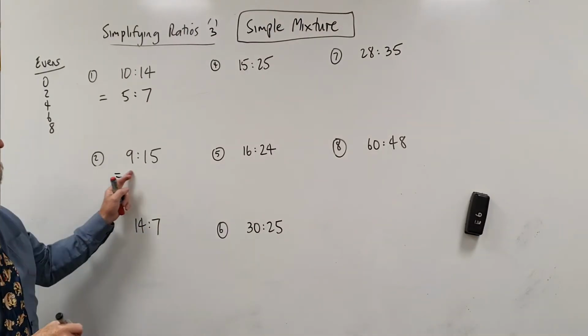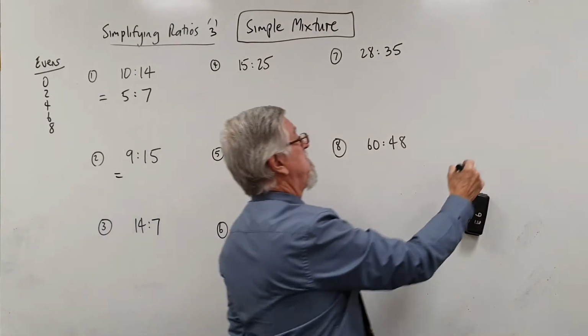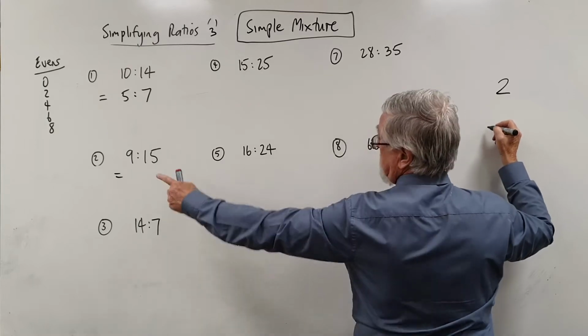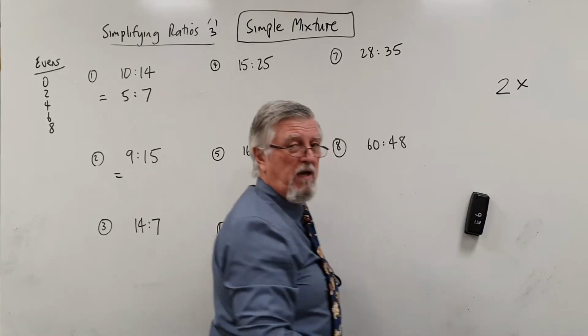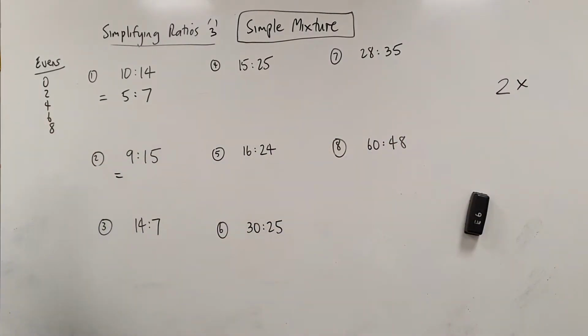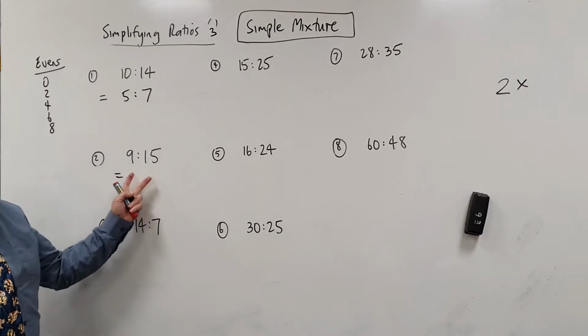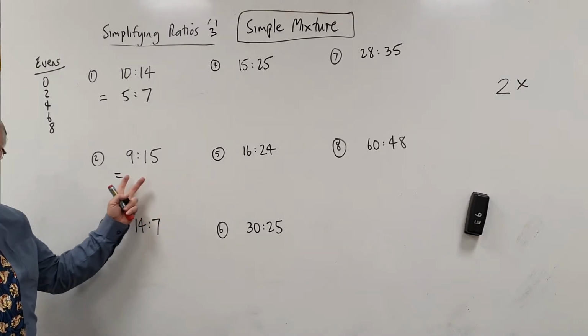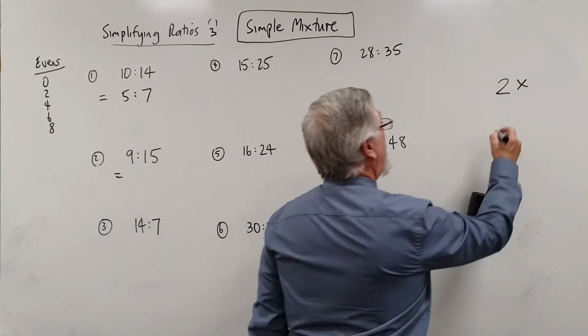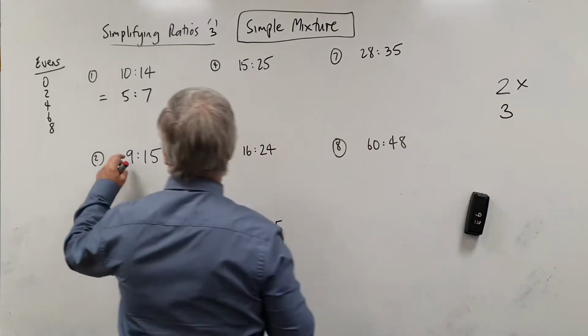Now this question, neither of them are even. So I'm always starting with 2. Now in question number 2, they're not even, so I can't divide them by 2. I could divide them by 2 to get fractions, but we're not wanting fractions at this stage. We're just wanting whole numbers. What comes after 2 is 3. So let's check if 3 works.